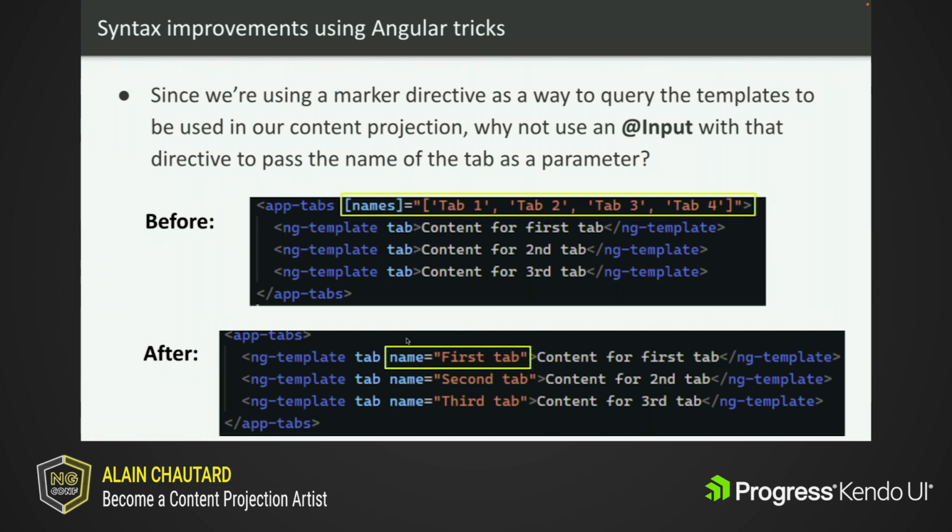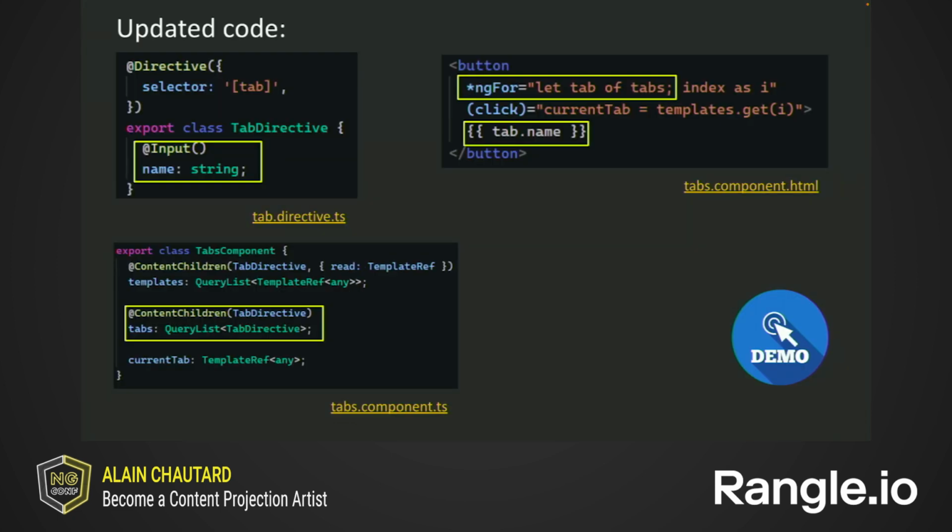So we're going to remove that input. And instead, it's going to be an input down here on the tab directive. Because we have that tab directive that we created as a marker directive, but we didn't do anything in that directive, at least so far. Now we can change that to actually have a name input on the directive itself. So it's going to read that value and use it. If we make those changes, now the tab directive would have an input to receive the name, which is the text we display on the tab at the top.